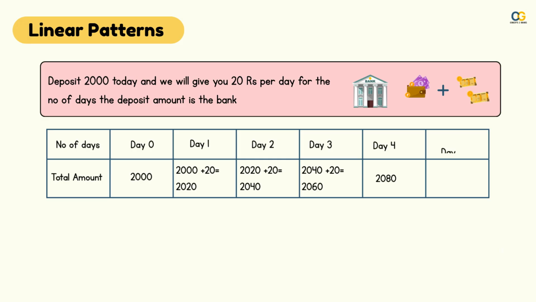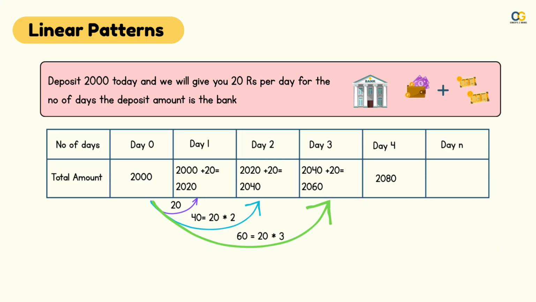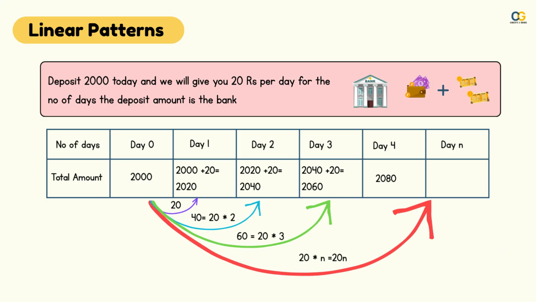So on the nth day, what is happening? The amount on each day is increasing by 20, right? And from the first day, it was increasing by 20 into the number of days it is present. Like it increased by 40 on day 2 because that is 20 into 2. So 20 into the number of days it is present. So on the nth day, it is 20 into n days, which is 20n, and this 20n gets added to the initial amount 2000. So finally on the nth day, we have 2000 plus 20n.